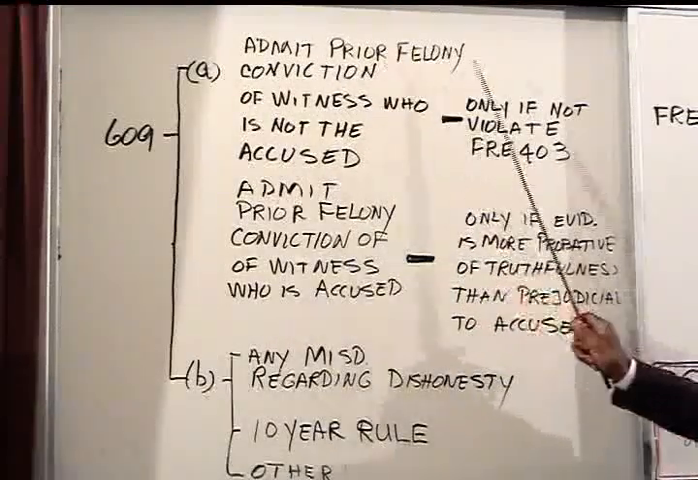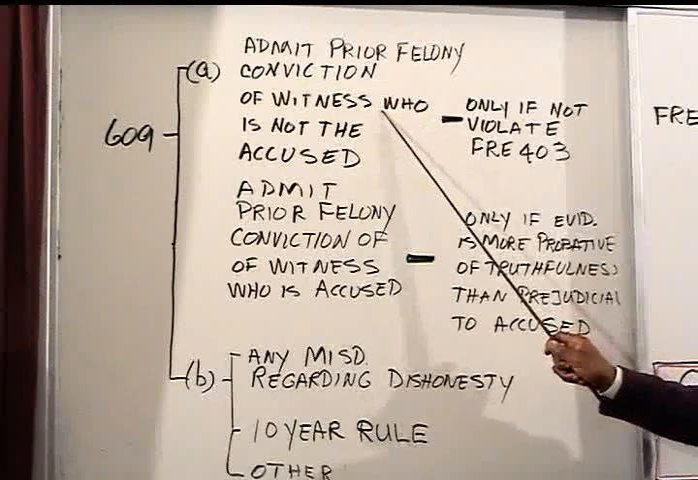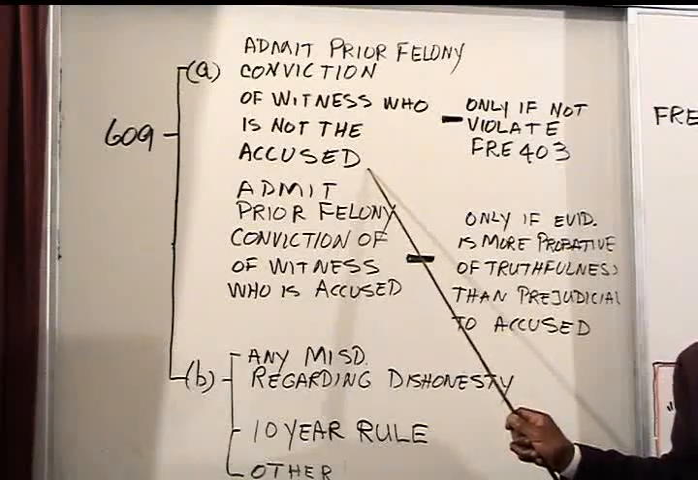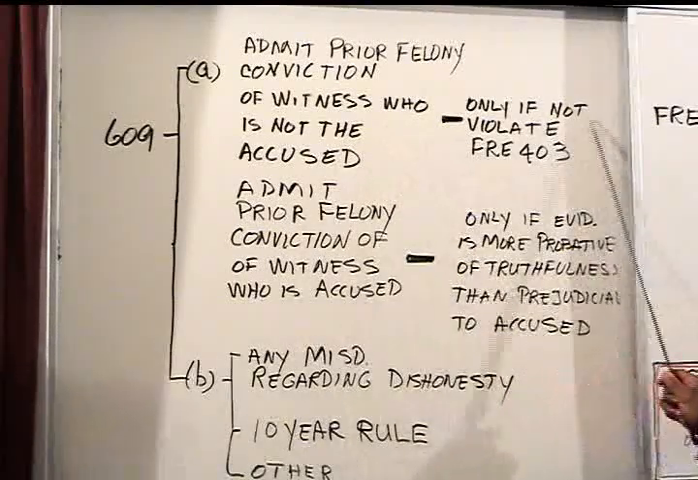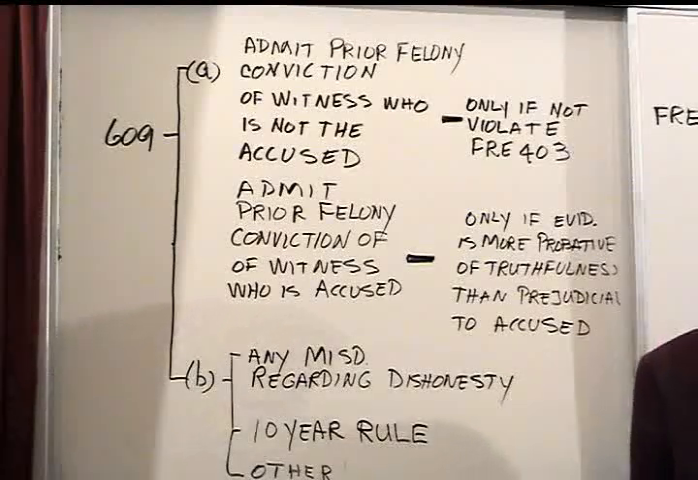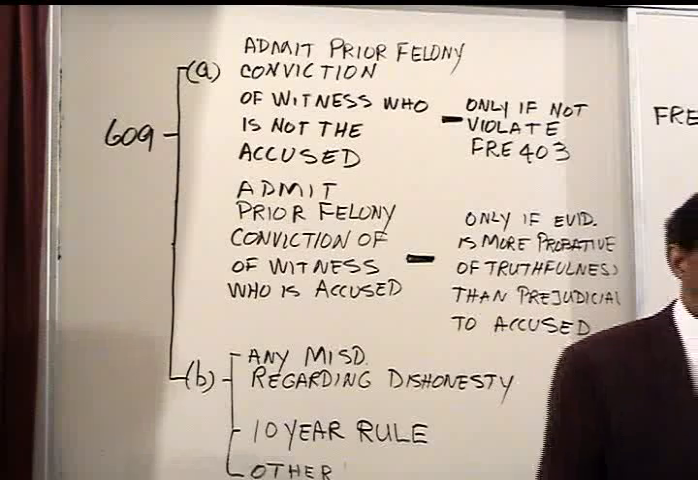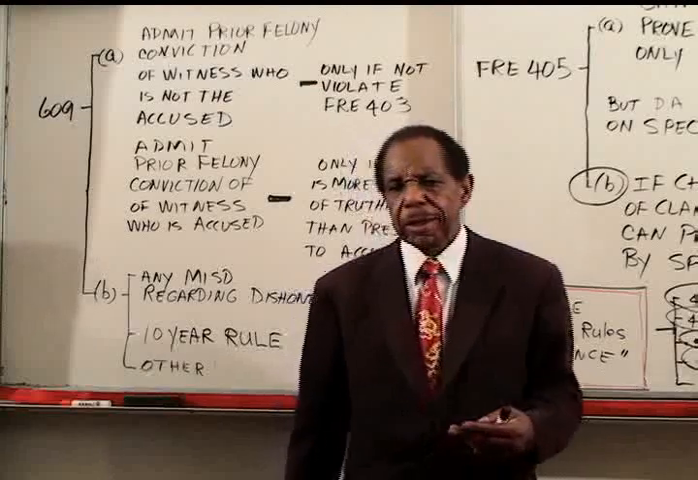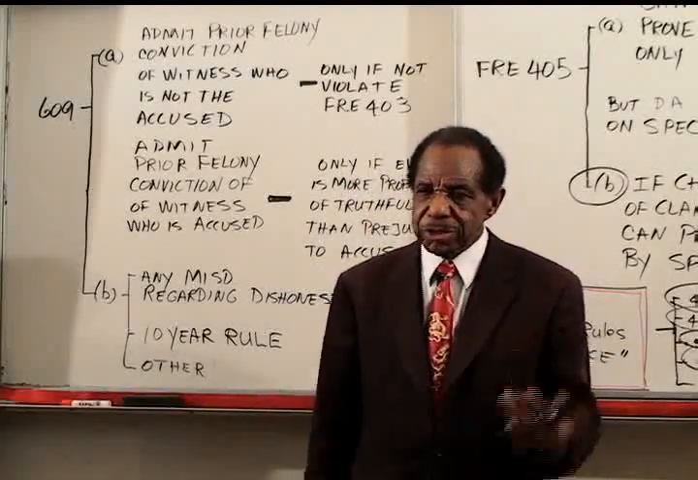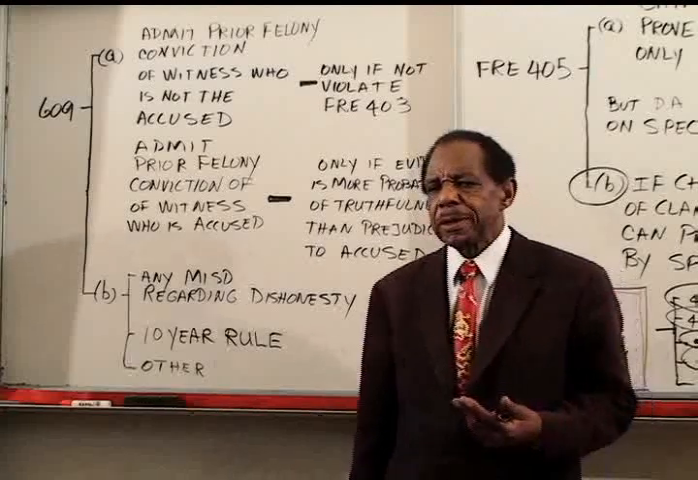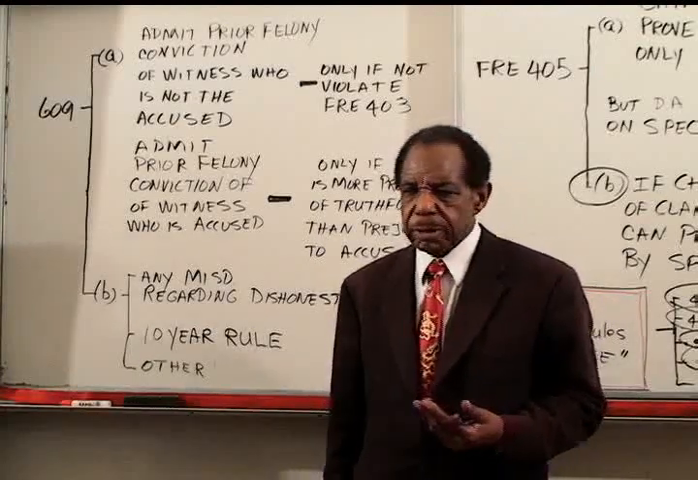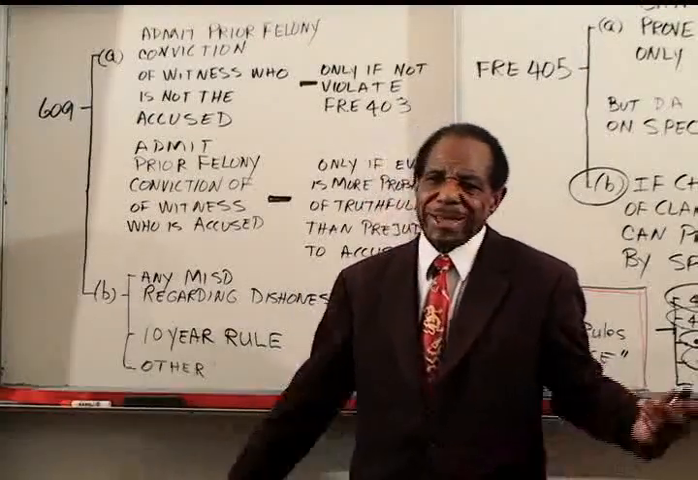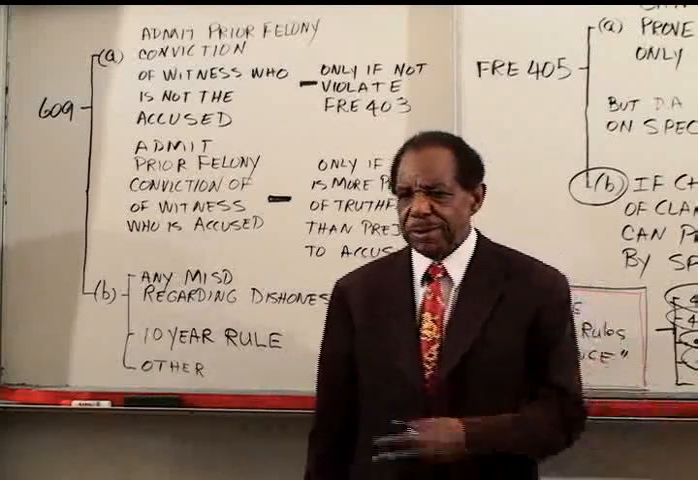It says you can admit the prior felony convictions of a witness if that witness is not the accused, because I'm testifying for Joe. Joe is the accused. That witness is not the accused only if it doesn't violate 403. Now I'm on the stand and I've been convicted of reckless driving and spent 2 years in jail for it because somebody died, so telling the jury about that probably doesn't violate 403. It is not going to be used unfairly because the jury realizes that being convicted of reckless driving doesn't have much to do with truthfulness.